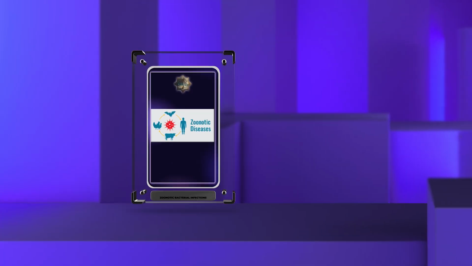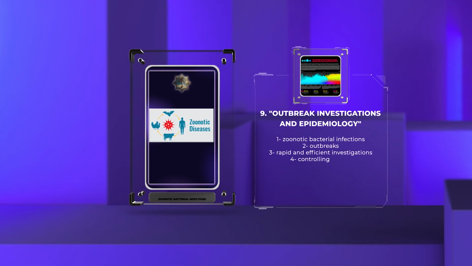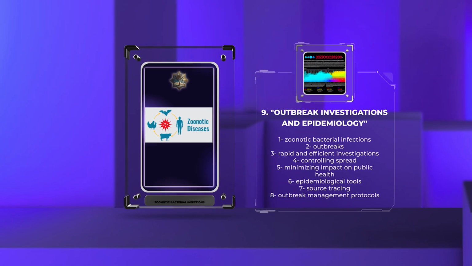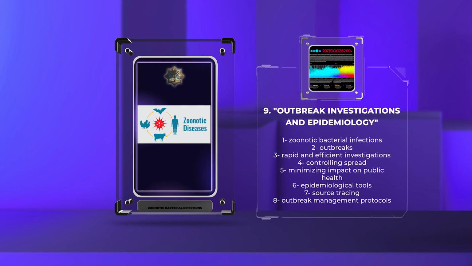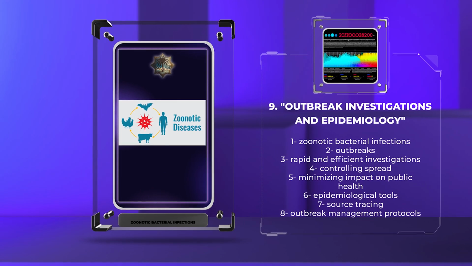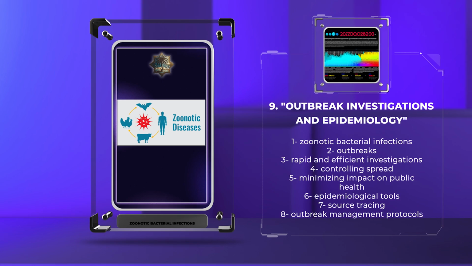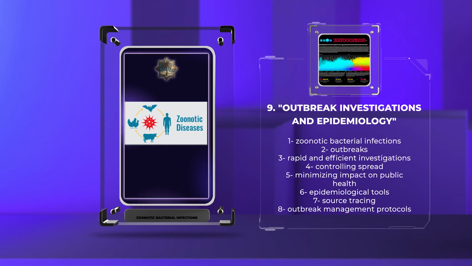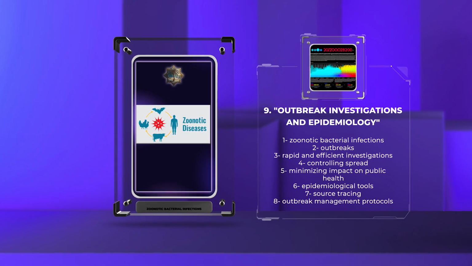When zoonotic bacterial infections lead to outbreaks, rapid and efficient investigations are vital for controlling the spread and minimizing the impact on public health. In this topic, we will discuss the epidemiological tools and approaches used to investigate zoonotic outbreaks, including outbreak detection, source tracing, and outbreak management protocols.